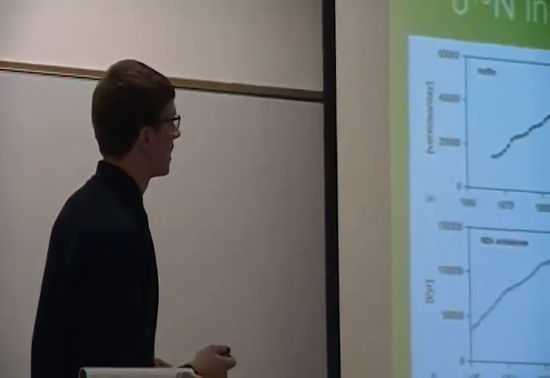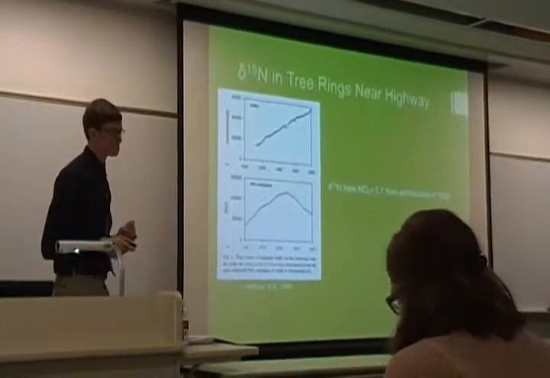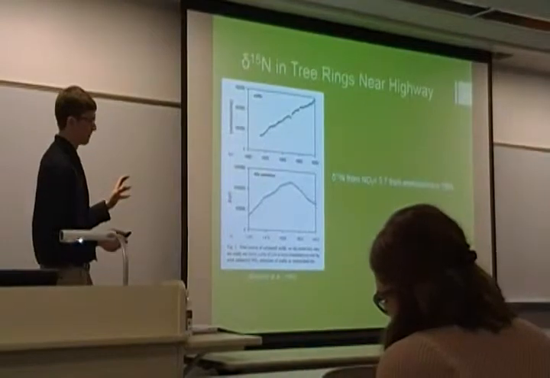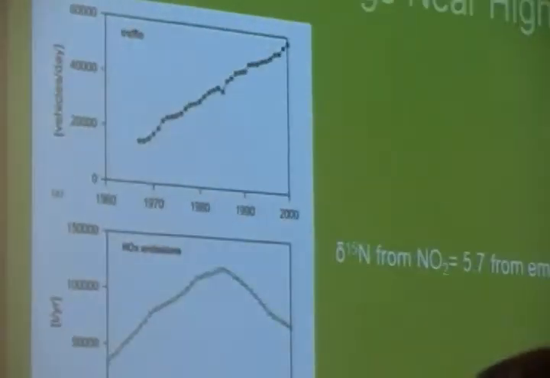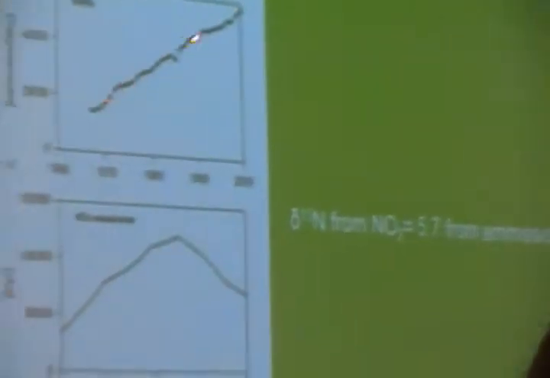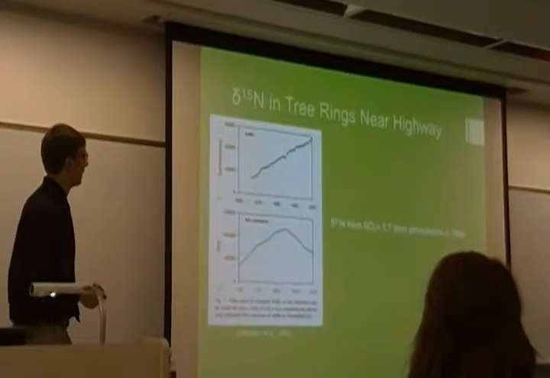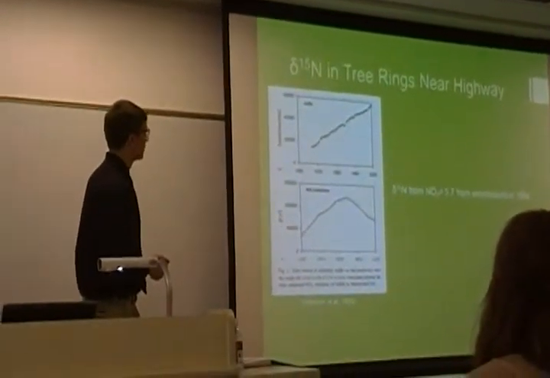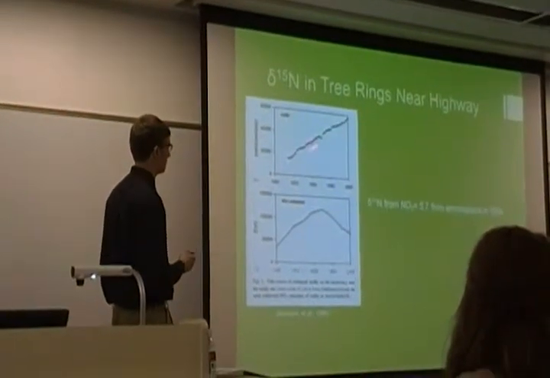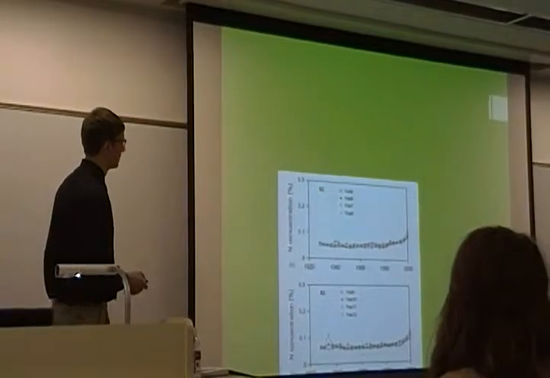So the study we're talking about, they sampled trees from 3 different sites. One site was about 10 meters from the highway, one site was about 100 meters from the highway, and the other site was about 1,000 meters from the highway. These are just rough estimates, by the way. This highway was put in 1965. As we can see, it's had an increasing number of vehicles per day and emissions. These are just estimates.